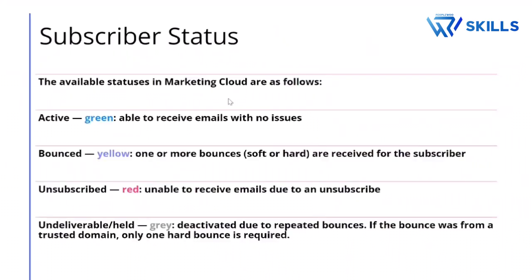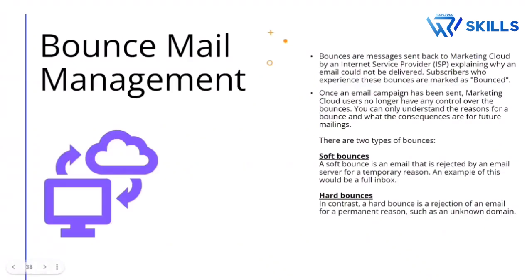So the held or undeliverable status, which we discussed, in which the domain was inactive or blocked, can also be termed as hard bounce. Soft bounce means a temporary reason, hard bounce means a permanent reason. A hard bounce is a rejection of an email for a permanent reason, such as an unknown domain. A soft bounce is an email that is rejected by the email server for a temporary reason. An example would be inbox full. So we understood that there are two types of bounces, soft and hard bounce.